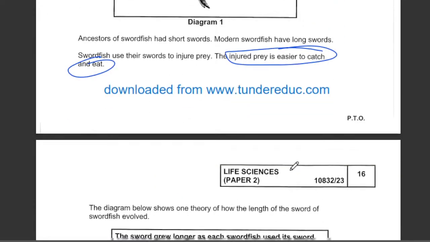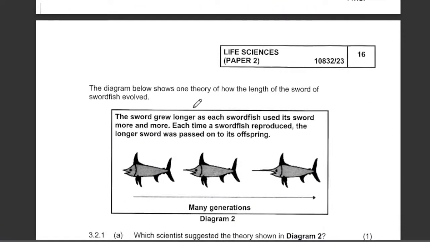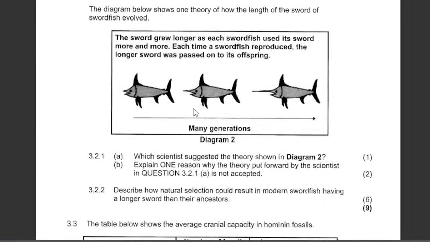Something is important here. They are saying that the diagram below shows one theory of how the length of the sword evolved. Over many generations, the sword grew longer each time the swordfish used its sword more and more. The more you use the structure, the bigger and stronger it becomes. So that's Lamarck's theory.